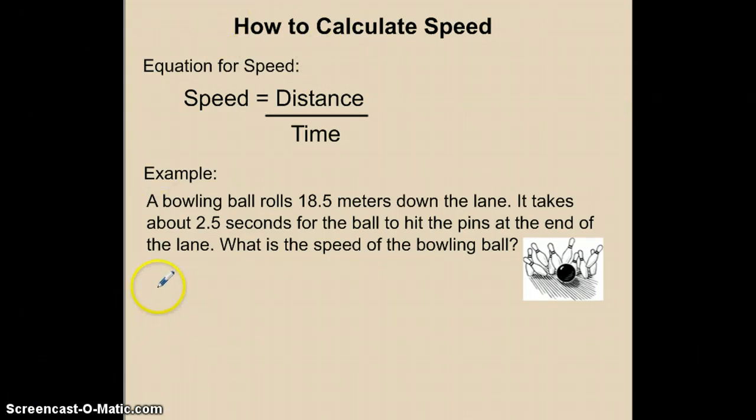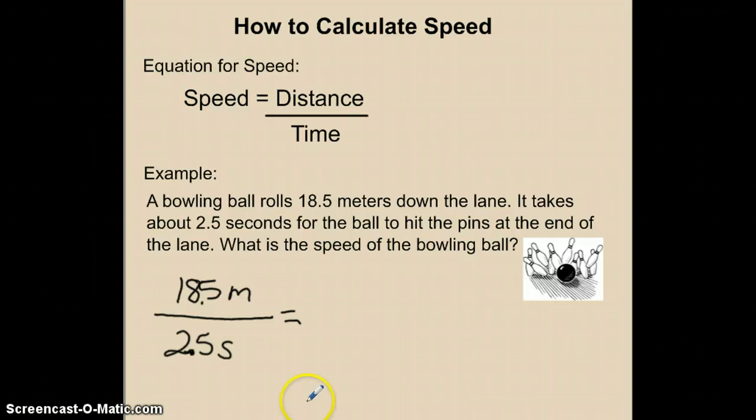So if we were to try solving this, we know that we have to do speed equals the distance over time. So my distance is 18.5 meters. And I'm going to put that over my time, which it says is 2.5 seconds. And this will equal my speed.